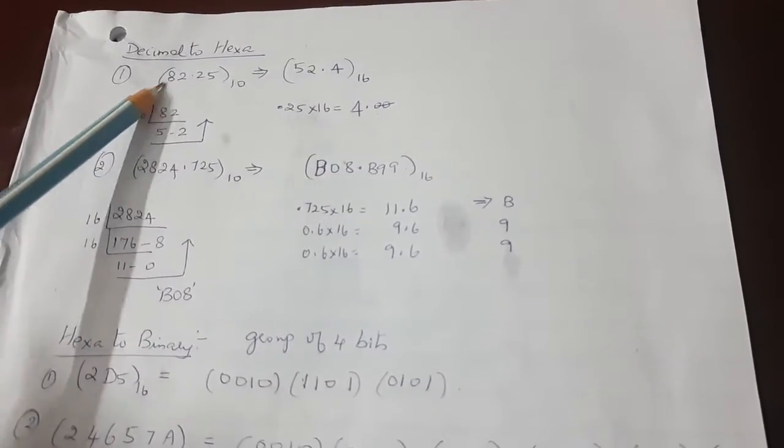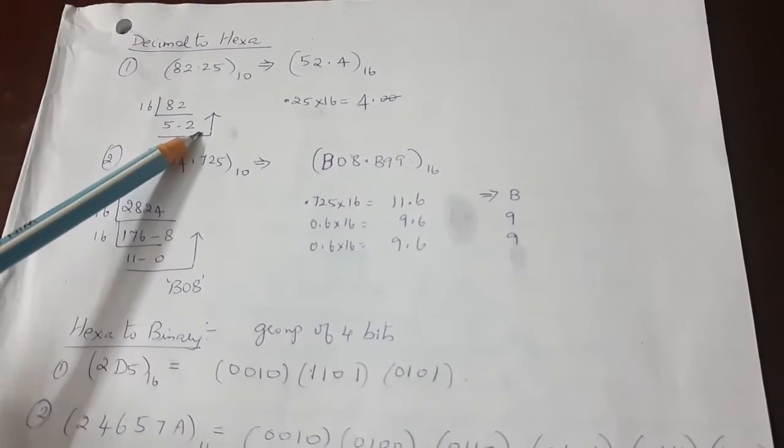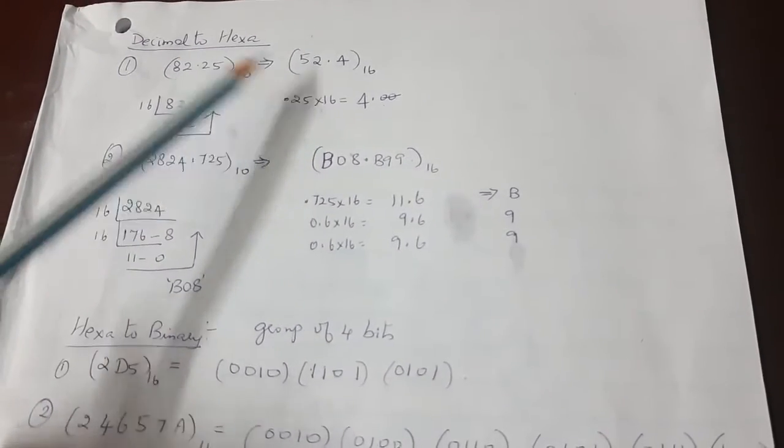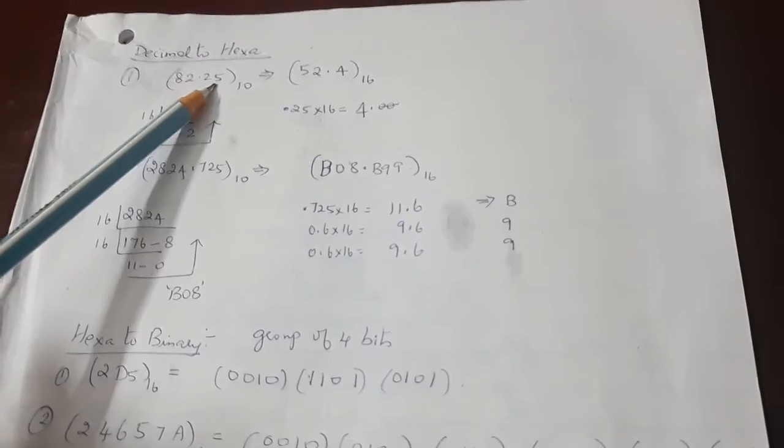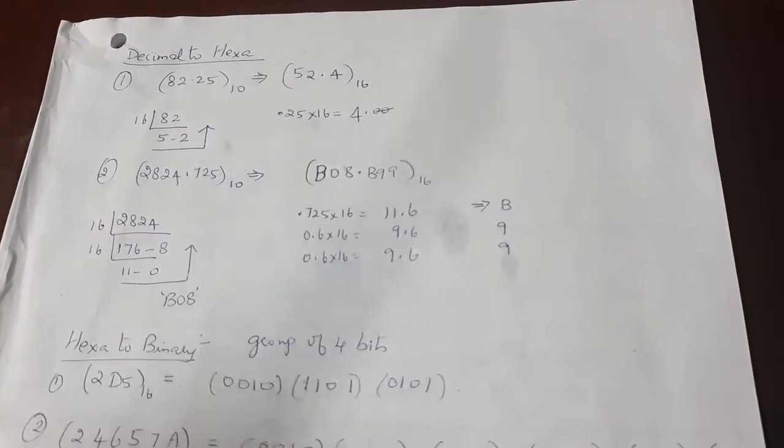So 82 is the whole number. 82 divided by 16, 5 times, remainder is 2. Therefore the value is 52, and you have written 0.25. Again in integer, 0.25 is multiplied by 16, you will get 4. Therefore write it as 4.